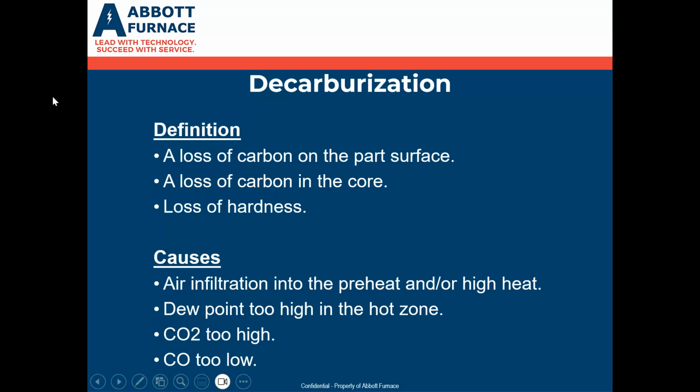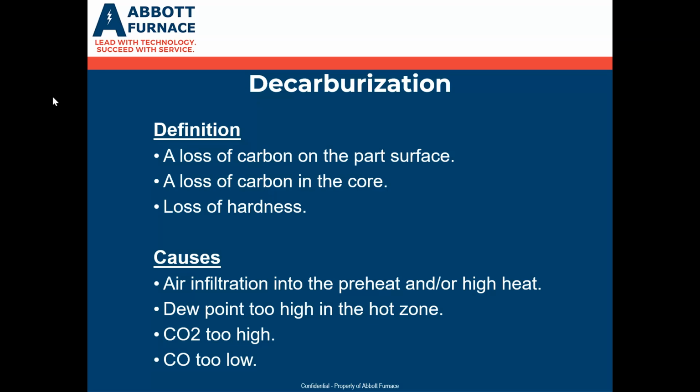Decarburization is a pretty common term in the industry, in the powder metal industry. So we're talking about a loss of carbon on the surface of the part, and we're going to see a loss of hardness. Carbon makes steel hard, so when we lose carbon, we lose hardness. And again, with decarburization, oxygen and carbon love to combine with each other. So if there's any oxygen available, the first thing it's going to attack is the carbon.